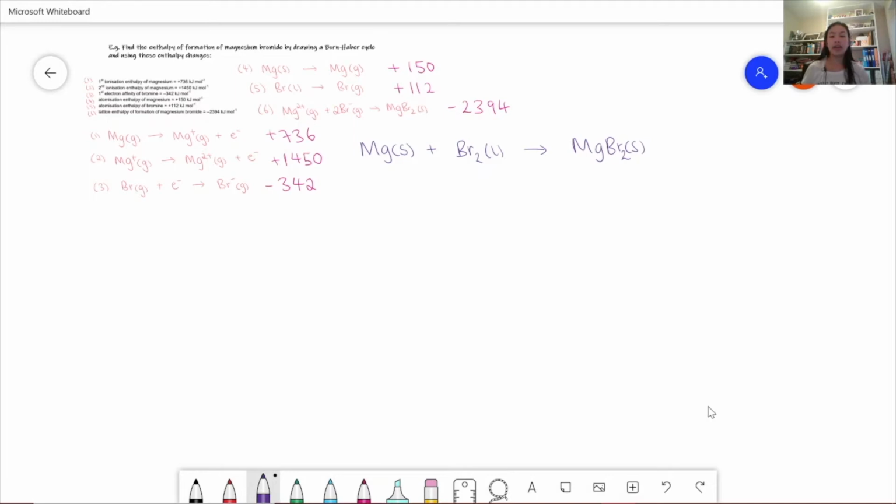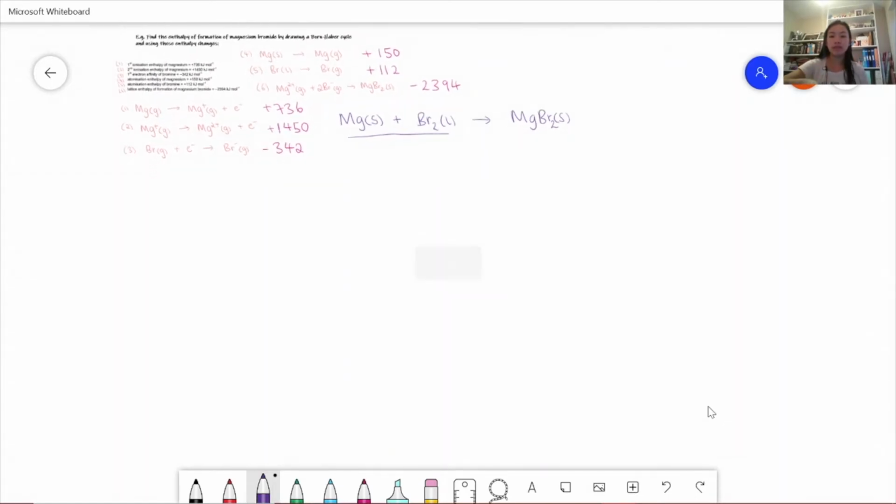And so now we can get on to the actual cycle. I start off with this side of the equation and I plot it down. So I'm just going to zoom out a bit further. I'm going to plot it quite far down. So magnesium plus bromine liquid. And instead of putting the right side of the equation on the right like we normally do, I'm going to put it underneath. So I have a magnesium bromide solid underneath.